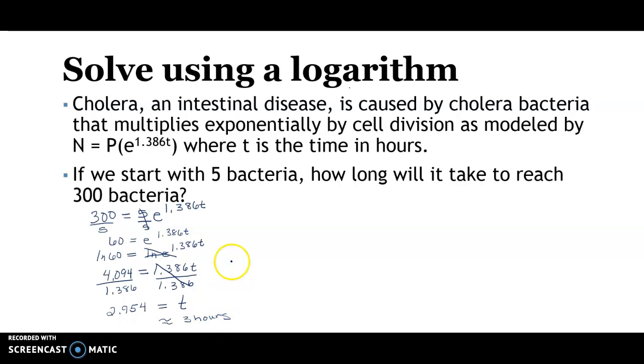So in review, because this was an exponential equation with base e, that is what triggered my use of the natural logarithm. The natural logarithm and e are inverses of one another, so they canceled, leaving me the exponent and allowing me to solve.